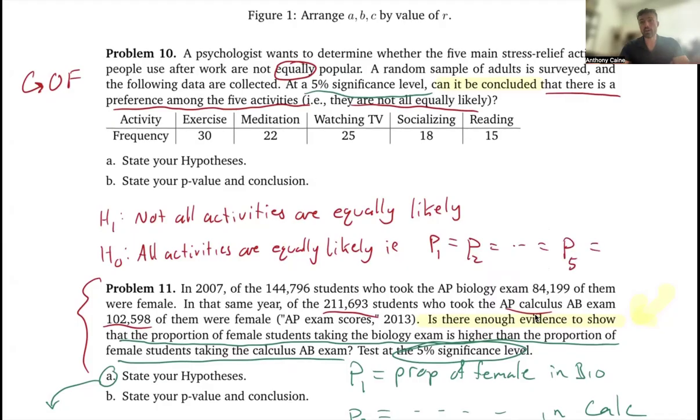Now, there are five categories. If they're all equally likely, they all have a chance of 1/5. Okay, fine. All right. If you total up all these numbers, then your sample size is 110. So anyway, we've stated our hypotheses.